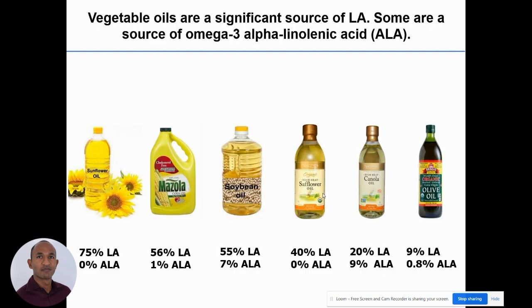So where do you find LA? And I've also given you sources of ALA. Mainly what they call, erroneously, vegetable oils. Of course, olives are not vegetables. Olives are fruit. So you can find them in fruit or mainly plant and seed oils. Specifically, sunflower, corn, and soybean oil are generally high sources of LA, and less so would be olive oil and canola oil. You can appreciate that sunflower oil has approximately 75% LA.